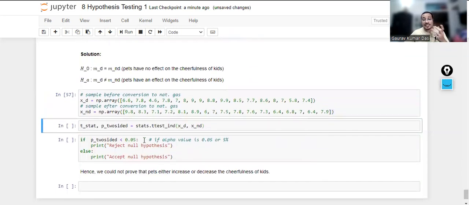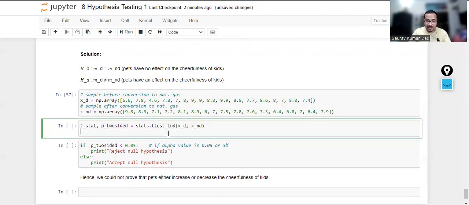Next, since it's a two-sided test, we directly calculate the p-value, p2-sided, from stats.ttest_ind. We have two samples here, and both are not dependent or paired with each other, unlike the previous example which we have done. So we directly put in x1, x2, dog and no dog, and then calculate the t-stat and the p2-sided. Let me print t-stat and p-value.